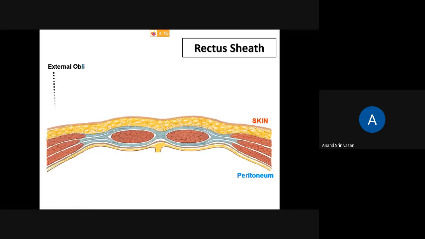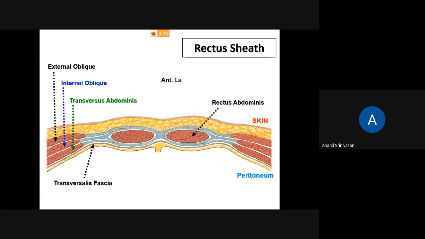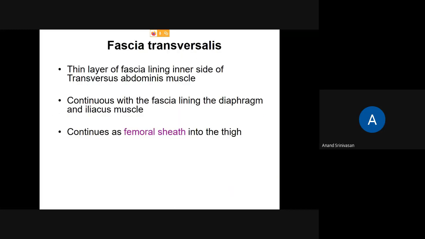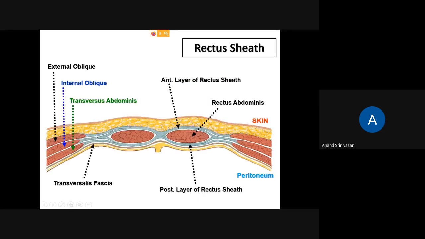So here I have given you how it is formed. Here you can see the anterior rectus sheath formed by the external oblique aponeurosis and the anterior layer of the internal oblique aponeurosis, and the posterior rectus sheath is formed by the posterior part of the internal oblique aponeurosis and the transverse abdominis aponeurosis.